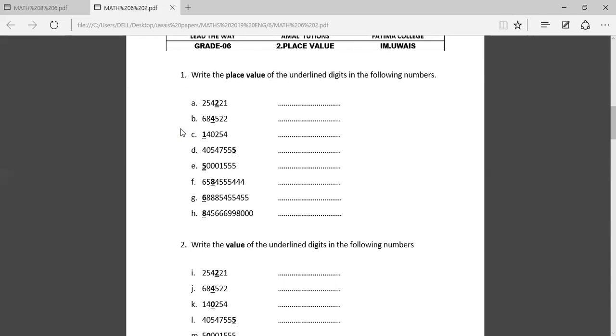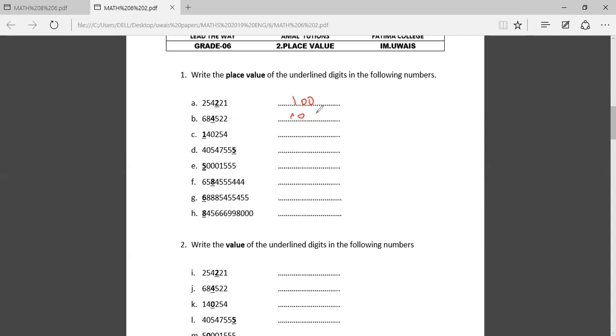Alif, tell the answer for the first question. What is the place value of this two? Hundreds. Yes, hundreds. You can put in digits also. Next one, Asma Rizmi. Can you tell what is the place value of this four? Thousands. Yes, thousands. Ones, tens, hundreds, thousands.